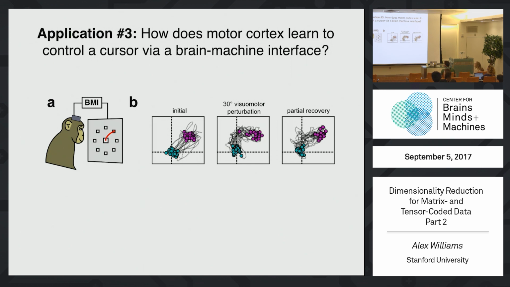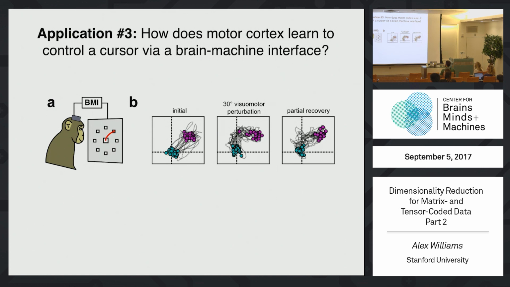The last application comes from Krishna Shenoy's lab, data collected by Saurabh Vyas. And here we were interested in studying how a monkey learns to use a BMI. So here the monkey's controlling a computer cursor by sort of imagined motion in motor cortex. There's a Kalman filter decoder that moves your virtual computer cursor on the screen.